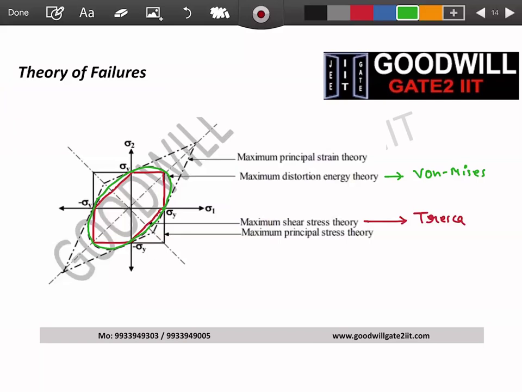Third, what we have seen was maximum principal stress theory. This was nothing but Rankine, right? And this was simply a square. And the ratio was 1. Then, fourth, it is not mentioned here. It is Haigh's theory, but hopefully you people can understand this theory will be something like this. It is a parabola with a ratio of 0.4.